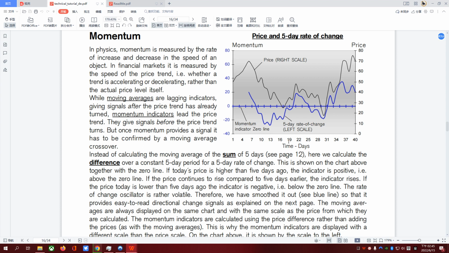Okay, because moving averages are lagging indicators. That means the market uses them to give a signal after the price trend. Momentum indicators, on the other hand, lead the price trend. That means a momentum indicator is very useful, because it gives signals before the price trend turns. So you have to understand momentum so you can better time your trade.